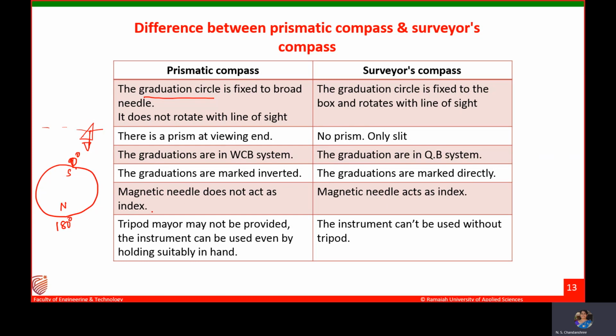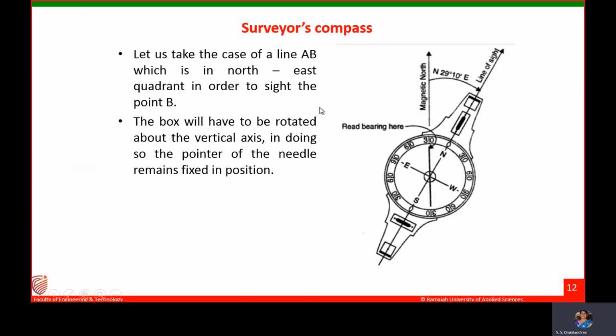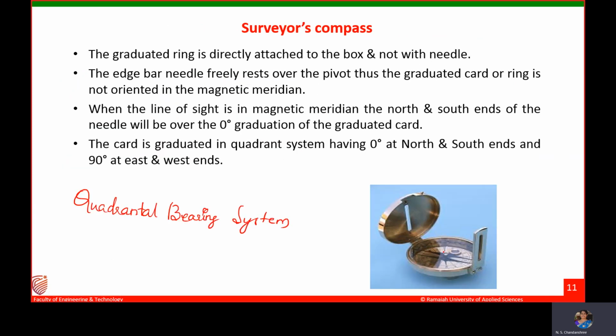Magnetic needle does not act as an index. That means there is no sharp end like this, or there is no index marked in the prismatic compass. But in case of surveyor's compass, we have a magnetic needle where the index is marked.